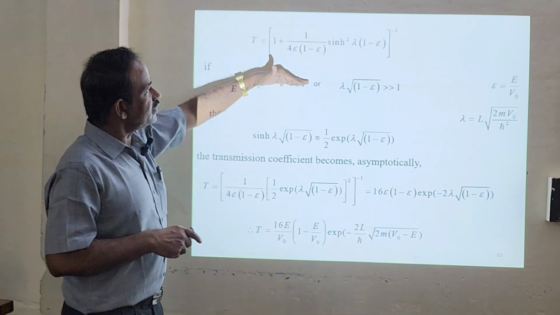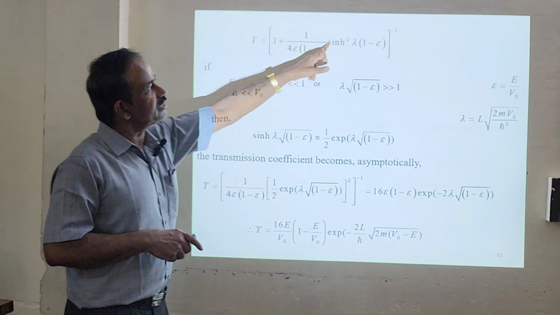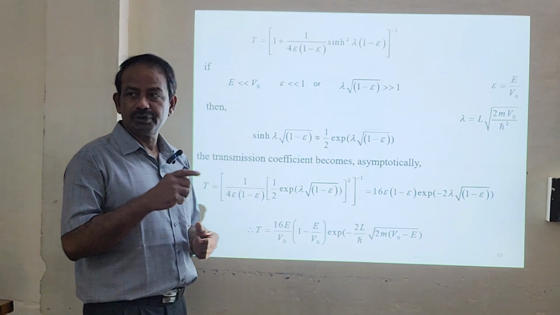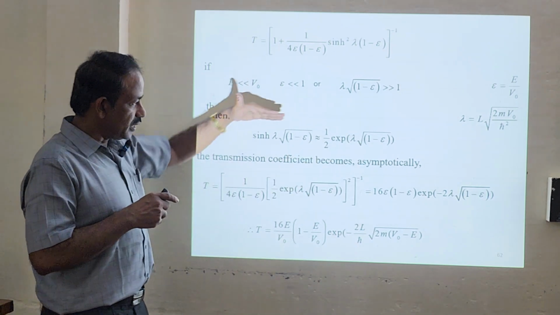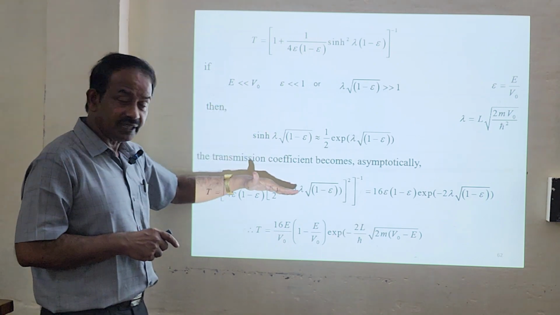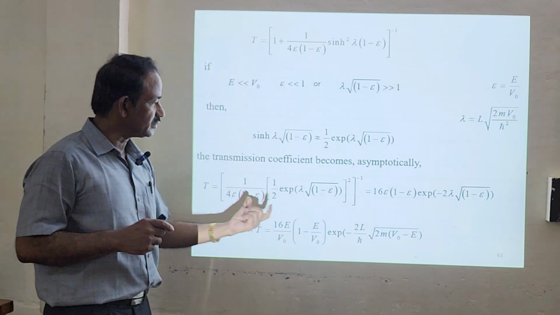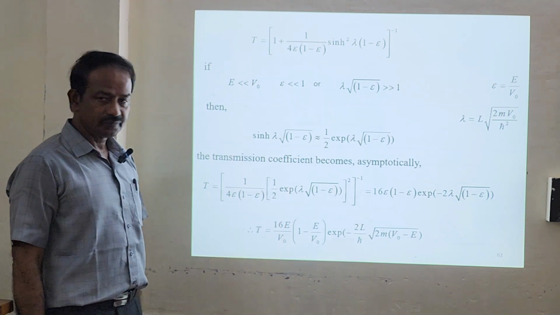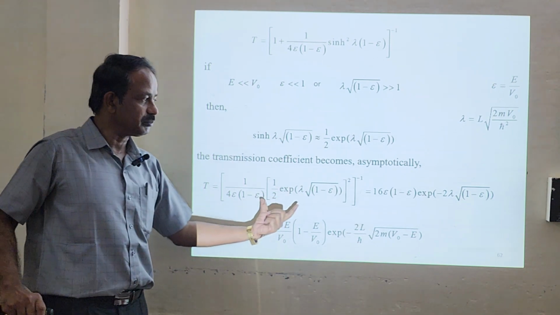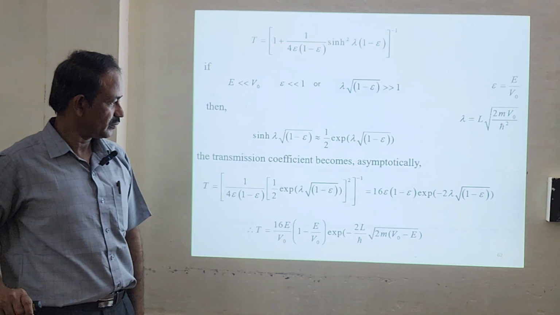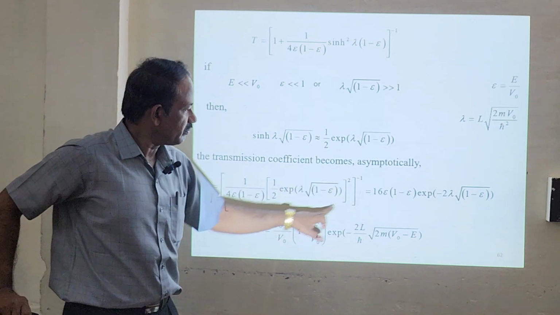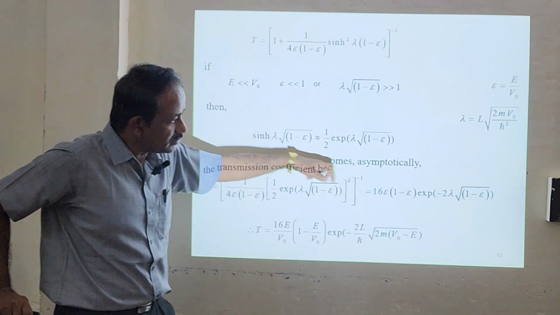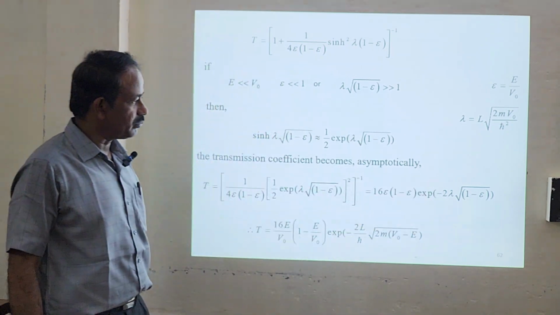So using this condition, this expression can be simplified as 1 by 2 e power lambda L root of 1 minus epsilon, and the complete transmission coefficient can be asymptotically, for the larger distance, given as exactly this expression. Your transmission coefficient is given by this expression. This is to the power minus 1, 2 to the power minus 1, so that will be minus 2. So e power minus 2 lambda L root of 1 minus epsilon.